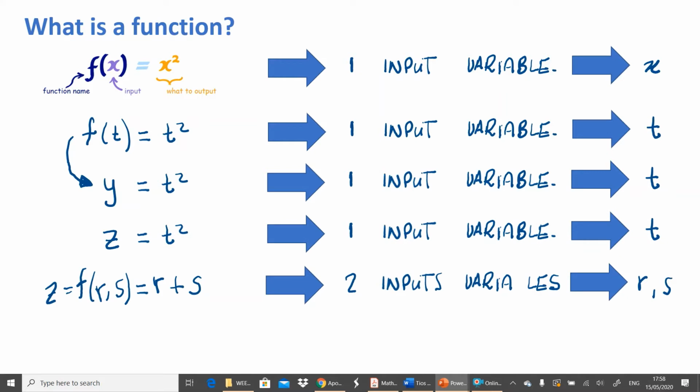Then I can also name it z. Doesn't matter. And I can also then define a function z, for example, in terms of more than just one independent variable, right? So it can be, in this example, a function of r and s.